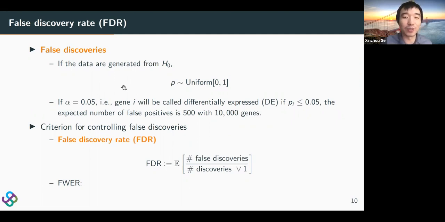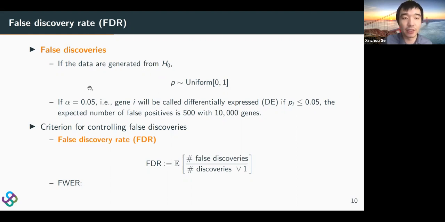So this is also something that we covered in the seminar 2 weeks ago, but I like to introduce it another time. If the data are generated from the null hypothesis, or if we believe that the null hypothesis is true, in that case, the p-value should follow a uniform distribution from 0 to 1, which means that the p-value has the same chance to take any value between 0 and 1.